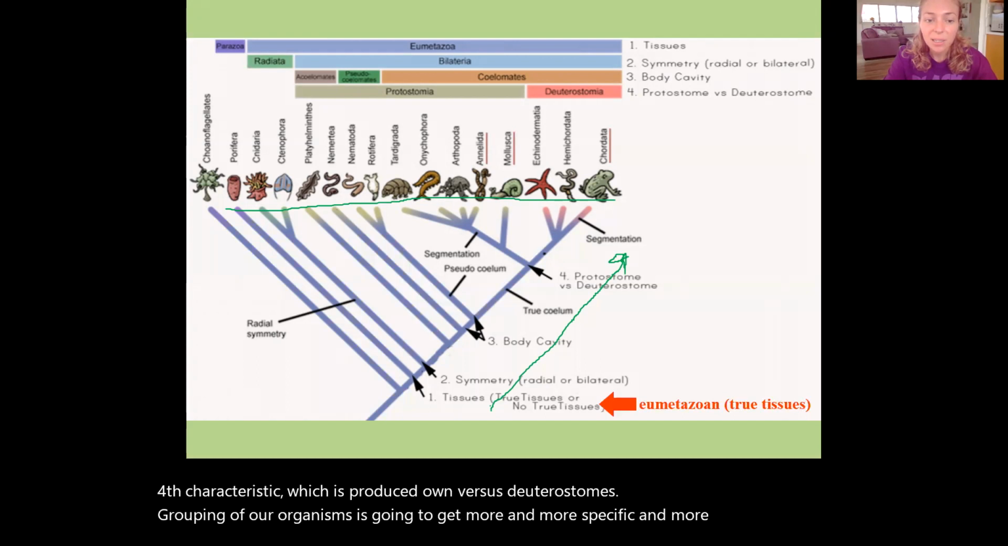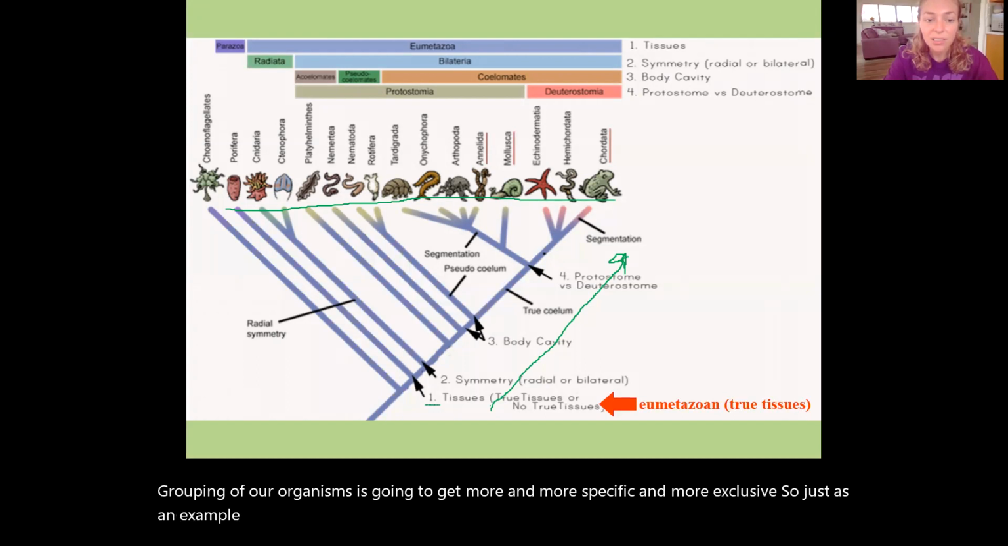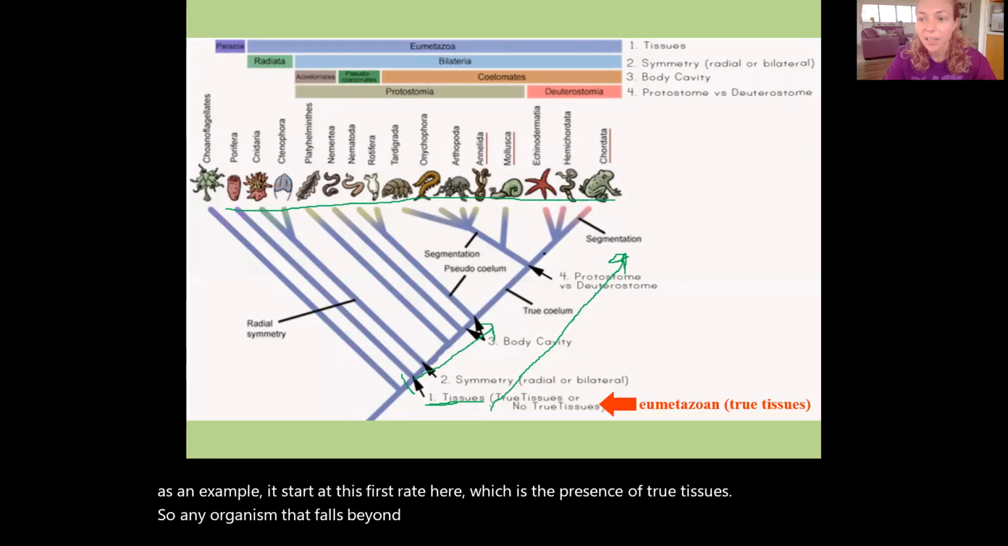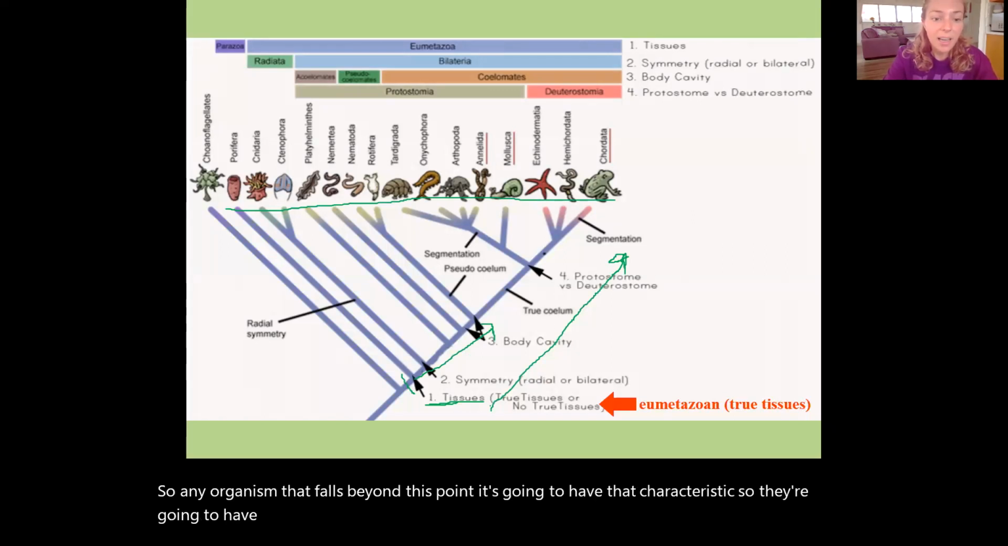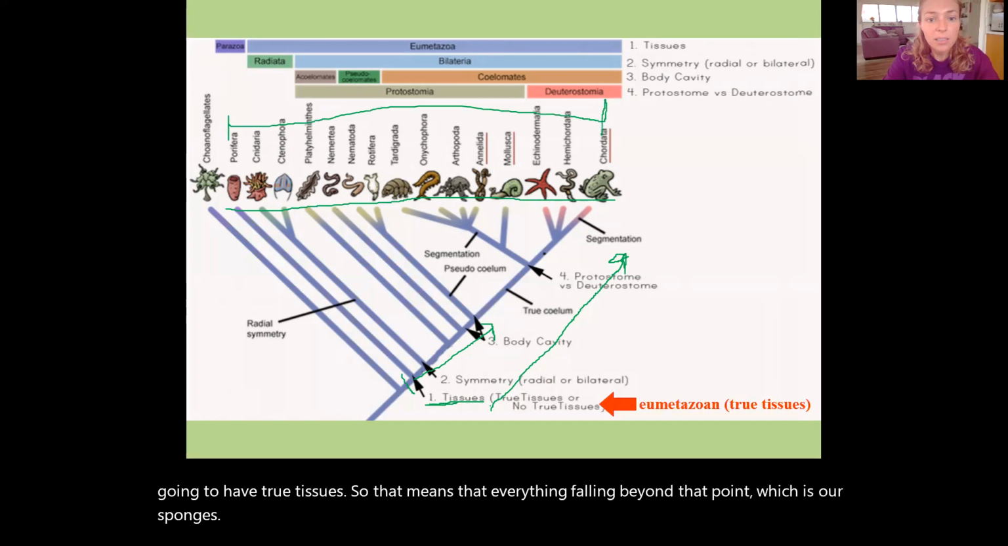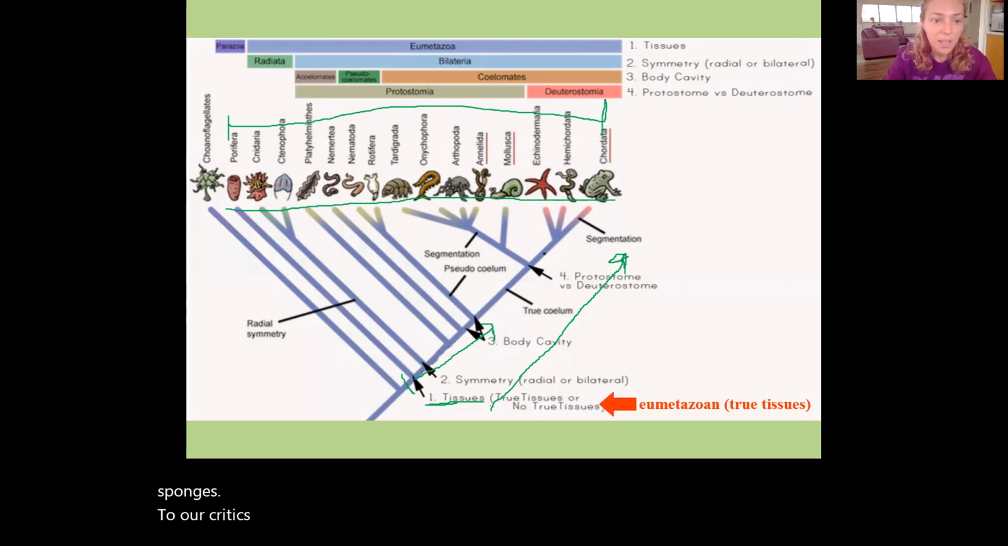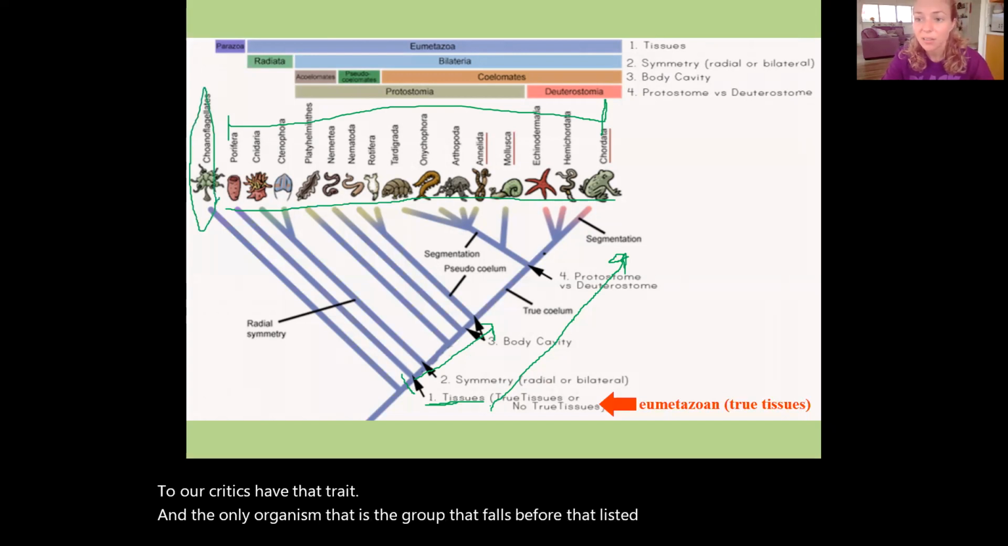So just as an example, let's start at this first trait here, which is the presence of true tissues. So any organism that falls beyond this point is going to have that characteristic. So they're going to have true tissues. That means everything falling beyond that point, from our sponges to our chordates, has that trait. And the only organism that doesn't is the group that falls before that listed trait, which is our choanoflagellates.